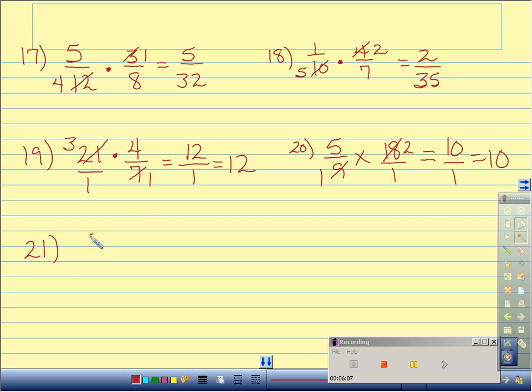21, 5/6. Oops. Sorry about that, guys. I need to put my dot. Need to get used to it, so you can also. On 21, we've got 5/6 times 8/9. Cross reduce 5 and 9 we can't, but 8 and 6 we can by 2. 2 goes into 6 3 times, and 2 goes into 8 4 times. Multiply straight across. 5 times 4 is 20, and 3 times 9 is 27.